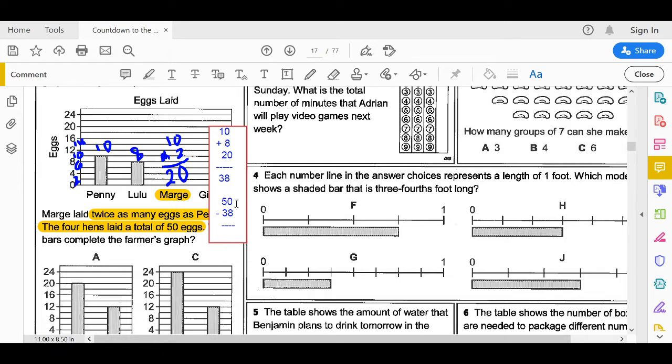And then I'm ready for subtraction. Well, you remember that I cannot say 0 minus 8. So I need to borrow from my neighbor right here.